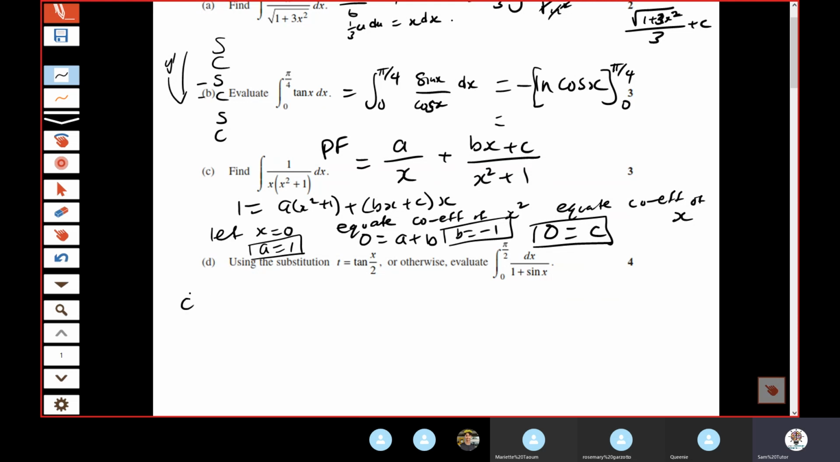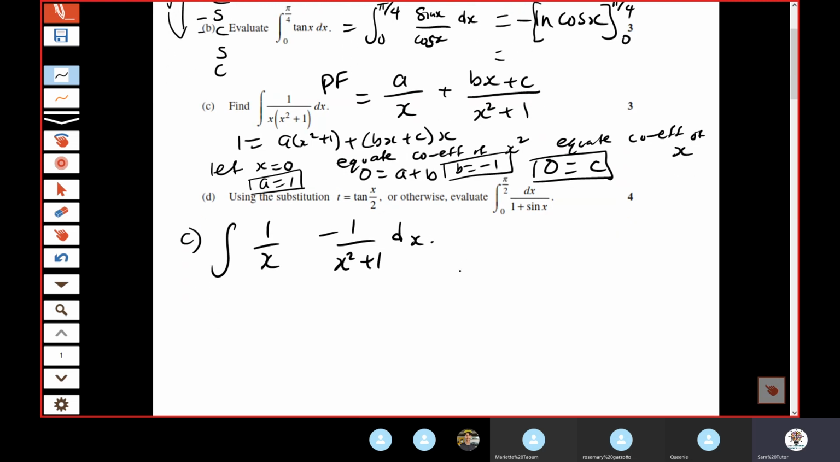So for a, the integral is 1 on x. And then b is minus 1 on, because c is 0, on x squared plus 1. And then at this stage, if we've learned what partial fractions usually become, this becomes a log. This becomes an inverse tan. Plus c.